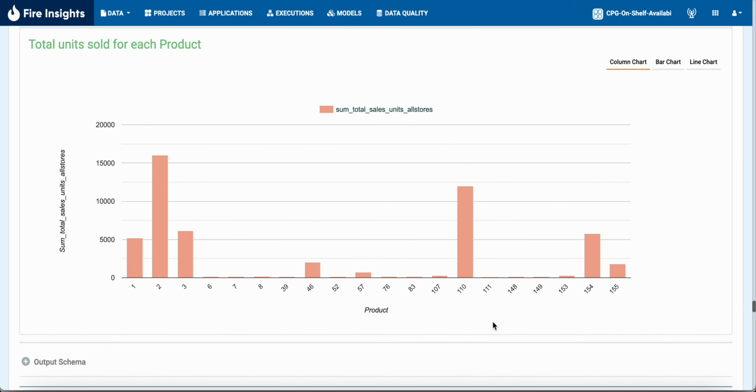Here we have the sum of all total sales for every product in every store. For example, if we look at product 110, we can see that we had 12,008 sales of this product across all of our stores. While it is the most widely stocked product, it is not the best-selling product. We can see that product number 2 has a greater number of sales across our stores. This is something to keep in mind in the future, and we may want to look at the option of stocking product number 2 more often or in more stores.